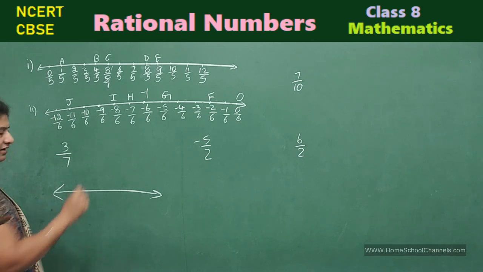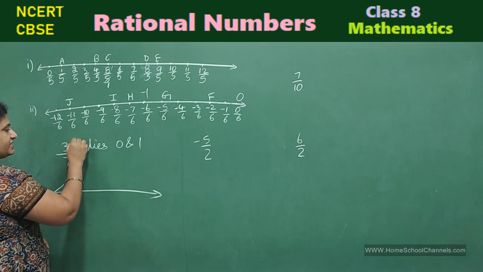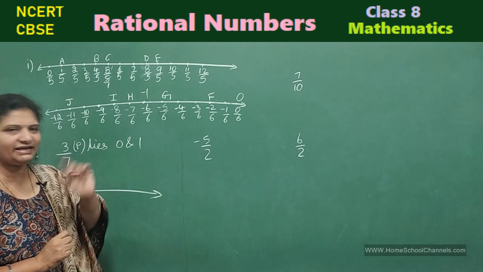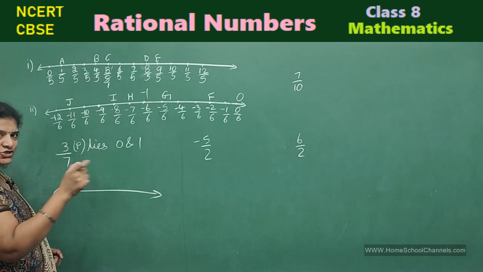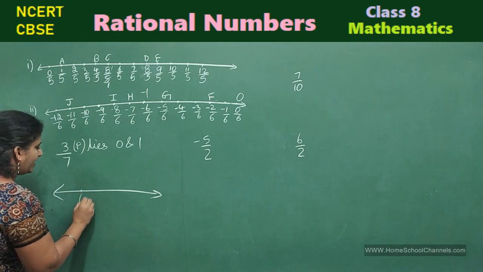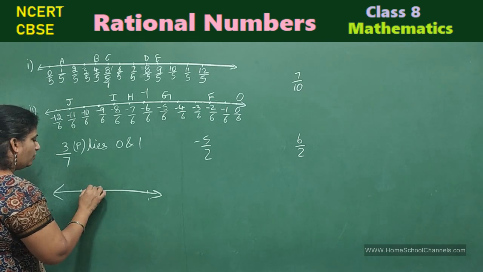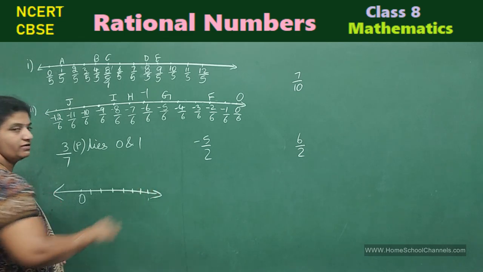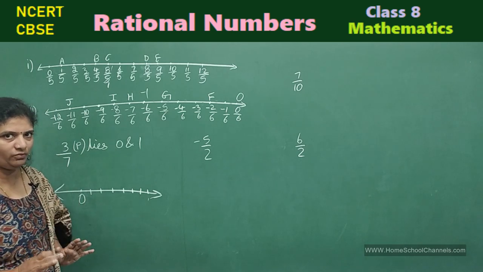A proper fraction lies in between 0 and 1. These 2 points you need to observe by seeing any rational number. This is a proper fraction, lies between 0 and 1. Each unit is divided into 7 equal parts. So this is positive, right? 0 to 1, 7 equal parts. 1, 2, 3, 4, 5, 6. 7 parts means 6 points you need to mark in between 0 and 1.